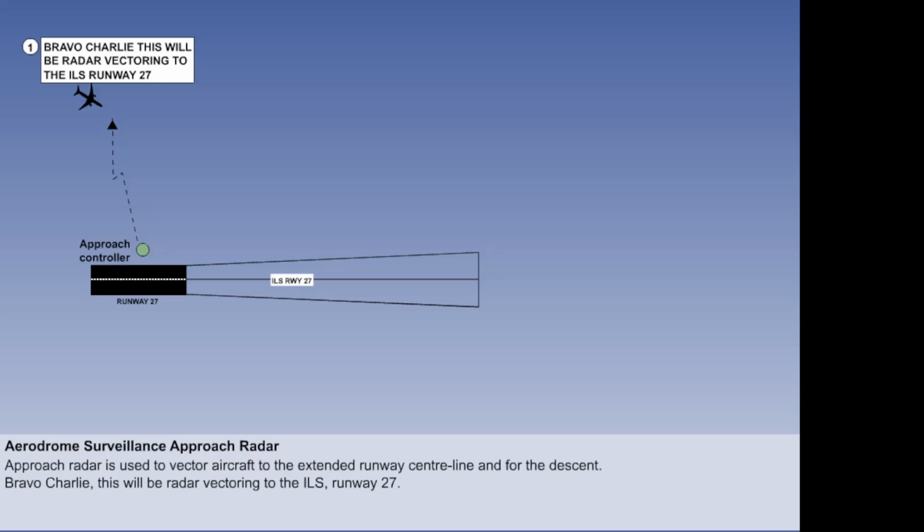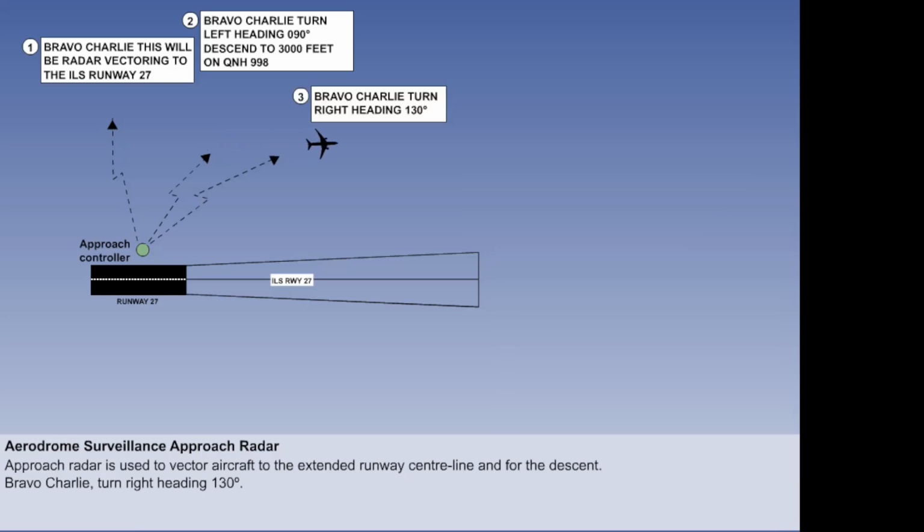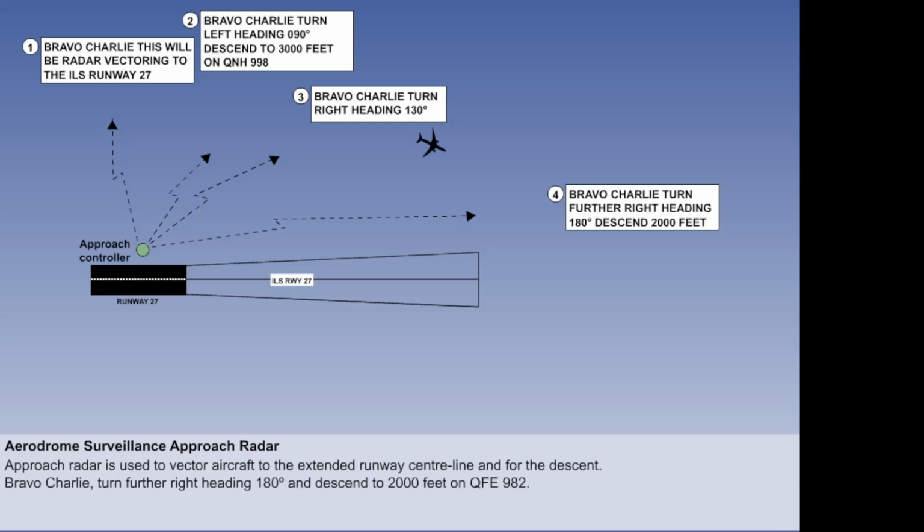Bravo, Charlie. This will be radar vectoring to the ILS, runway 27. Bravo, Charlie. Turn left, heading 090 degrees. Descend to 3,000 feet on QNH 998. Bravo, Charlie. Turn right, heading 130 degrees. Bravo, Charlie. Turn further right, heading 180 degrees, and descend to 2,000 feet on QFE 982.